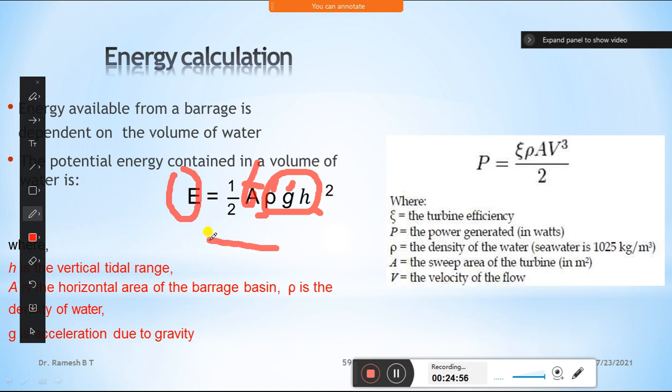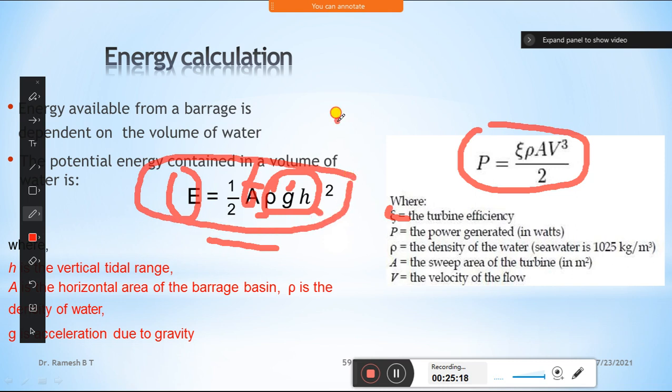Clear? So this is the equation. Here one more equation is there, power. That power is proportional to density, area, and velocity cubed divided by 2. Okay, and one more term if you want to add, that is the efficiency of the turbine. So with this equation we can add one more term, eta, that is the efficiency of the turbine. Okay, the maximum efficiency of the turbine is 70%. We cannot go higher because it's a mechanical component, and mechanical components have more losses, more friction, so the efficiency is always less than 70%.